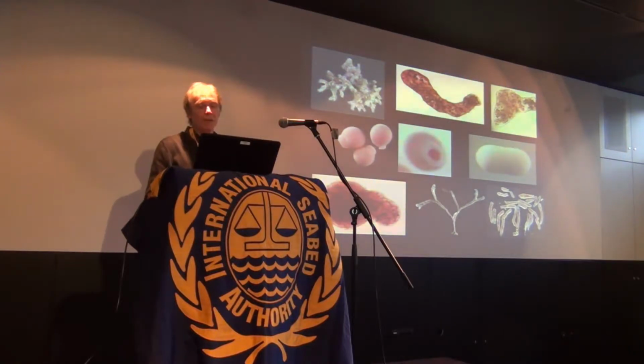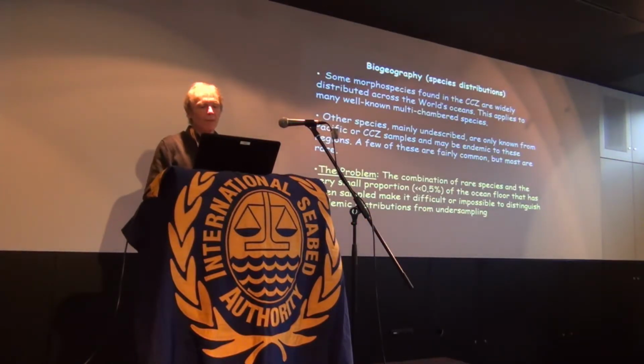These are some examples of monothalamous forams that I've only ever seen in the UK1 area. So we can say that some morphospecies found in the CCZ are widely distributed across the world's oceans, and this applies to many well-known multi-chambered species. Other species, mainly undescribed, are known only from the Pacific or CCZ samples, and they may be endemic to these regions. But the problem is that most of these species are rare.